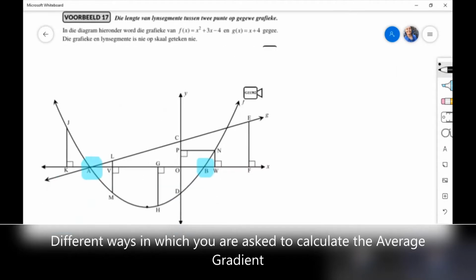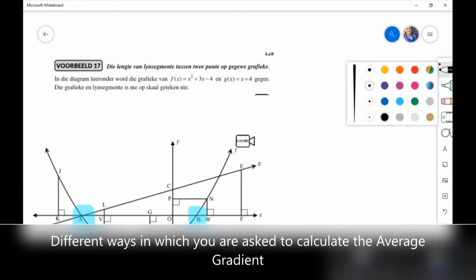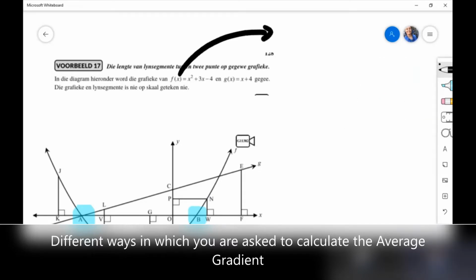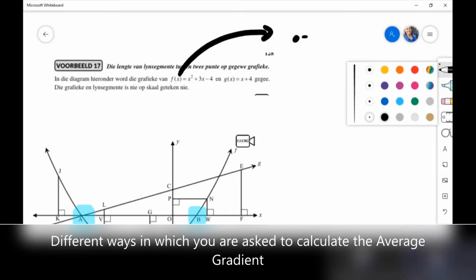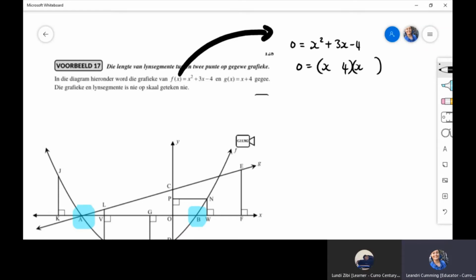So what I'm going to do here is say f of x is equal to 0. So 0 is equal to, and I will solve x squared plus 3x minus 4 and factorize. I have a positive 3 in the middle, so it's a plus 4 and a minus 1. Therefore, x is equal to minus 4 or x is equal to 1.